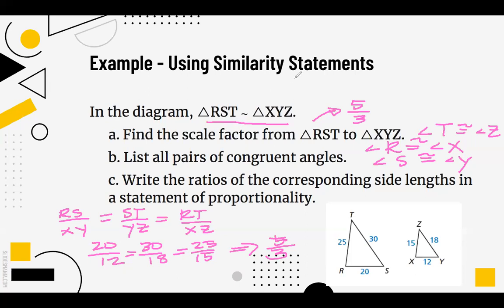When you're looking at this, you have to go in the order of your similarity statement. It's so weird, I don't know how to explain it, but you always have to follow how the similarity statement goes. You have to start with RST to go to XYZ, whatever the order of your similarity statement is. That's the only way I know. And it's always going to seem backwards.